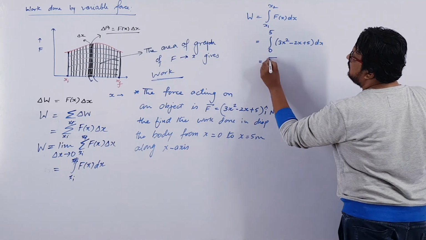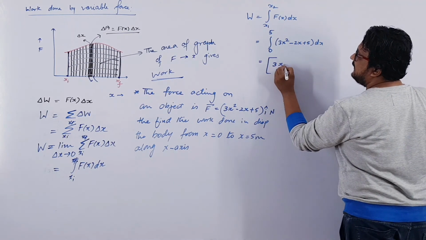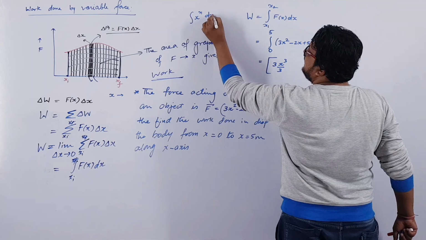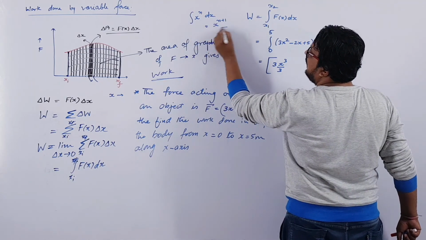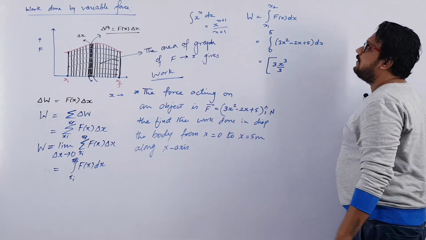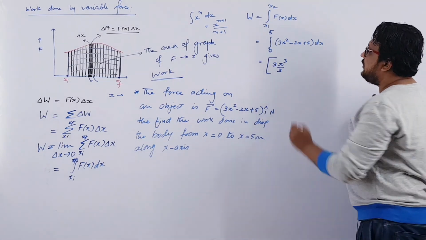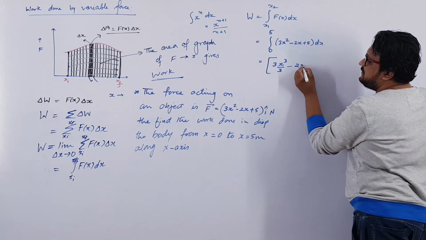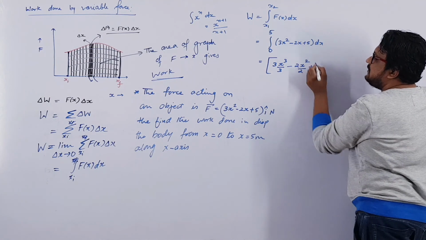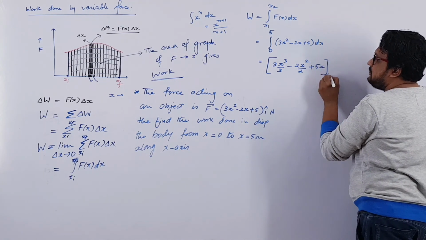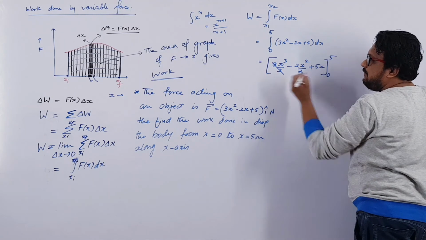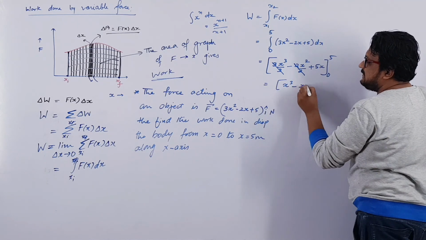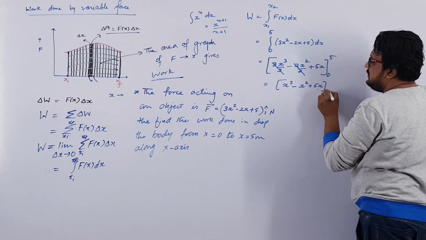So this is equal to, what is integration of x square? x raised to 3 by 3. Look, integration of x raised to n dx is x raised to n plus 1 upon n plus 1. So here we have x raised to 2, so 2 plus 1 is 3, divided by 3. Minus 2, x is x raised to 2, divided by 2. Plus only 5 is there, so there will be 5x, from 0 to 5. So here 3 will get cancelled out and here 2 will get cancelled out. So this will be equal to x cube minus x square plus 5x from 0 to 5.